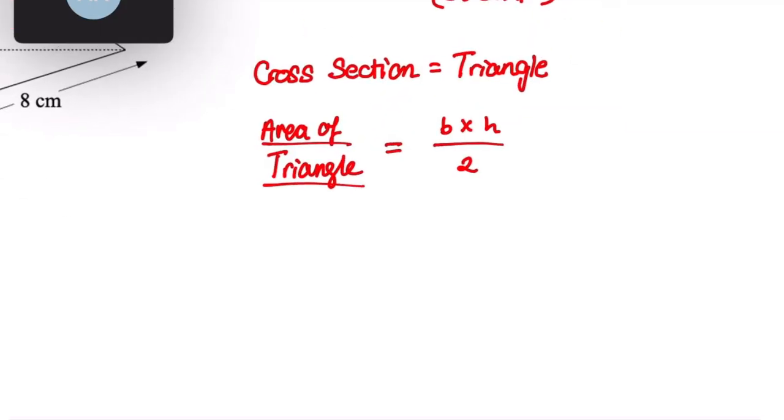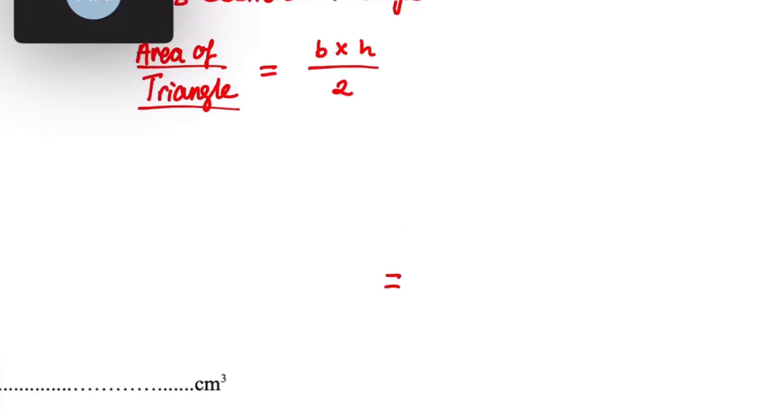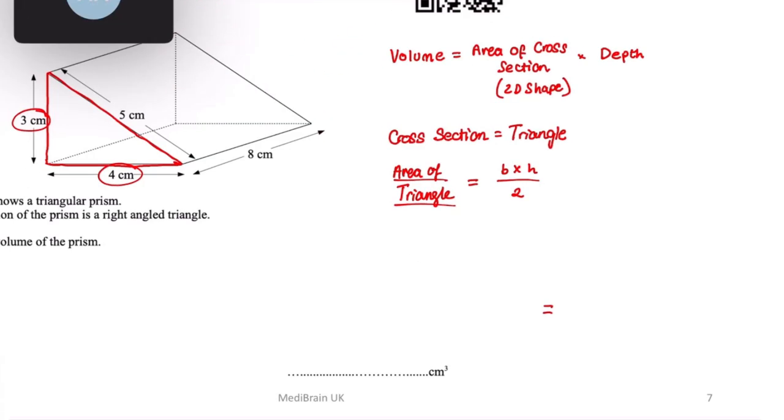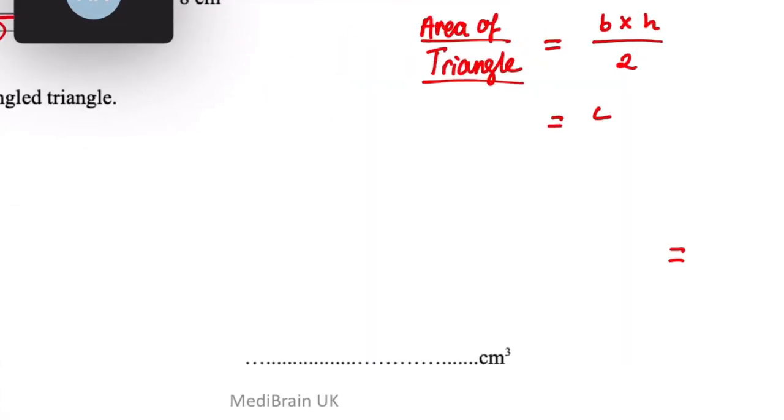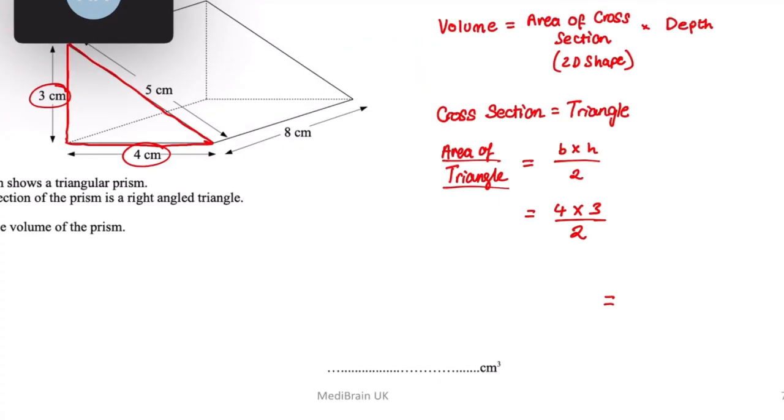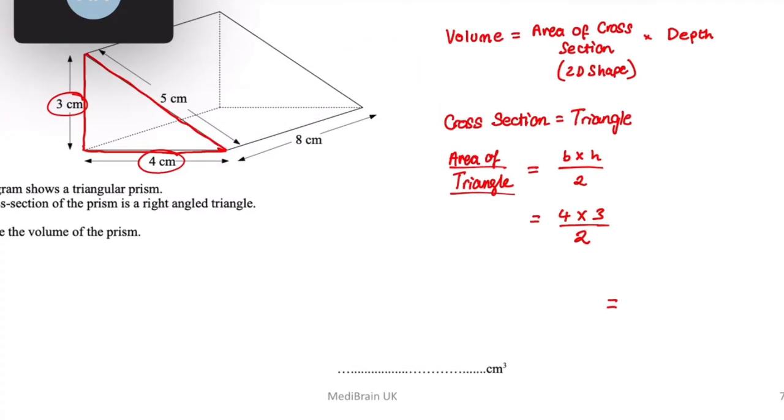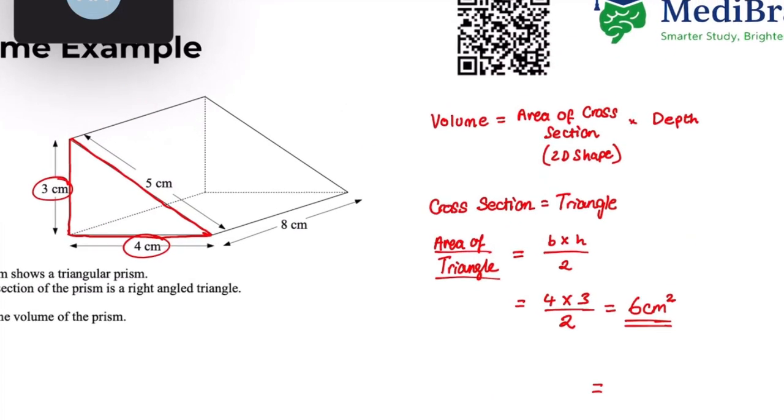So we can work out the area of the triangle by doing 4 times 3 divided by 2, because the base is 4 centimeters, the height is 3 centimeters, and you divide by 2 because that's the area of a triangle. 4 times 3 is 12. 12 divided by 2 is 6. So you have 6 centimeters squared for the area of the triangle.